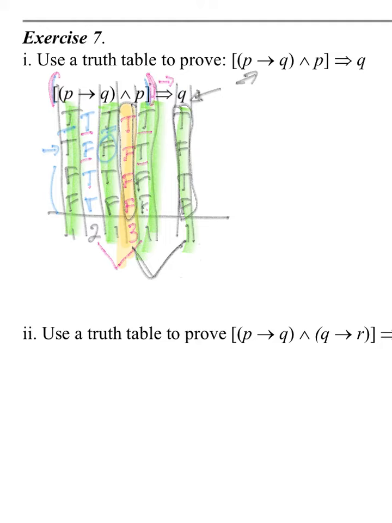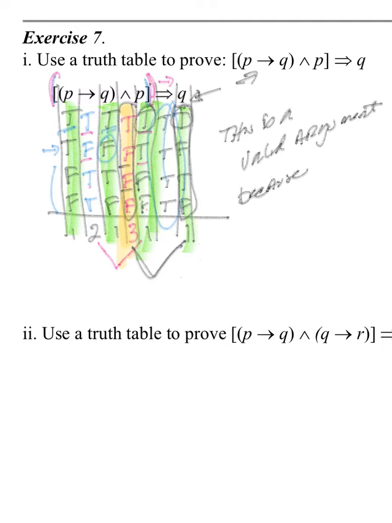So it's only false if and only if the antecedent is true and the consequent is false. Anytime the antecedent is false, the whole thing is going to be true. This one is false, so that's going to be true. This one is false, that's going to be true. This one is false, so that's going to be true. And the last part here is true, conditional, true, so that's true. Now what we're looking at is, is this a tautology? When I look at this, I can see that it is a tautology. So what we would write is: this is a valid argument because it results in a tautology.